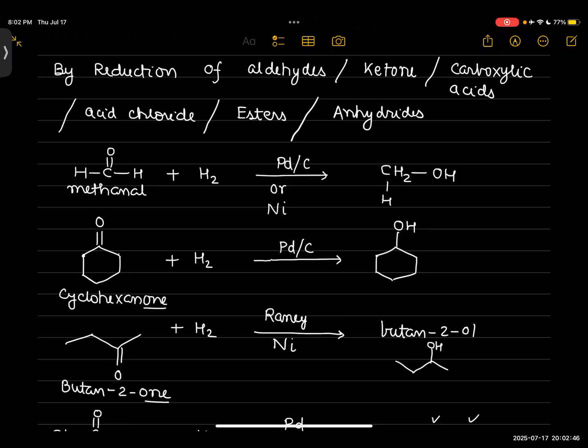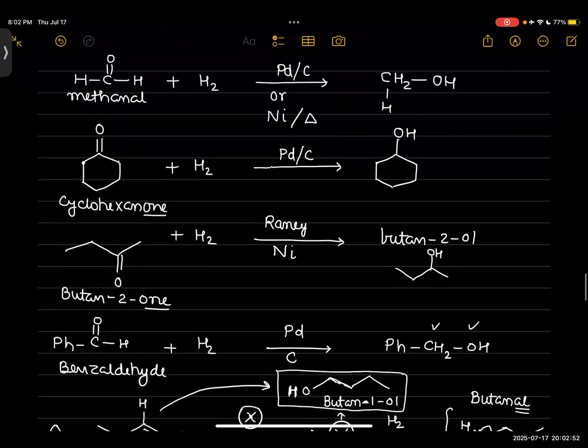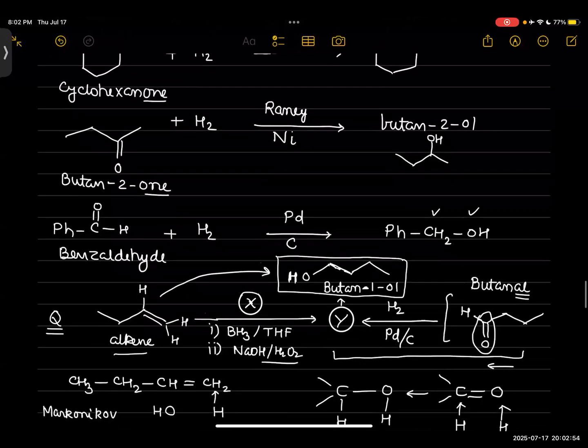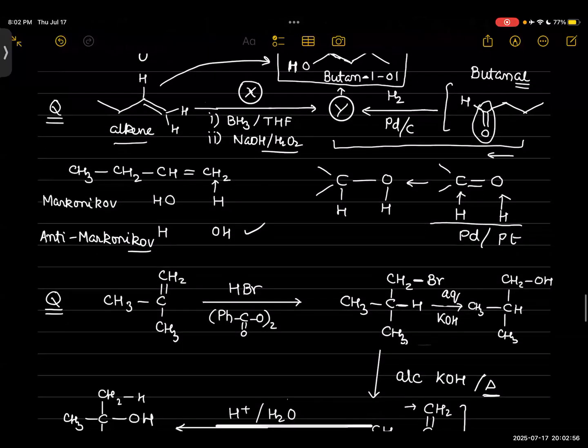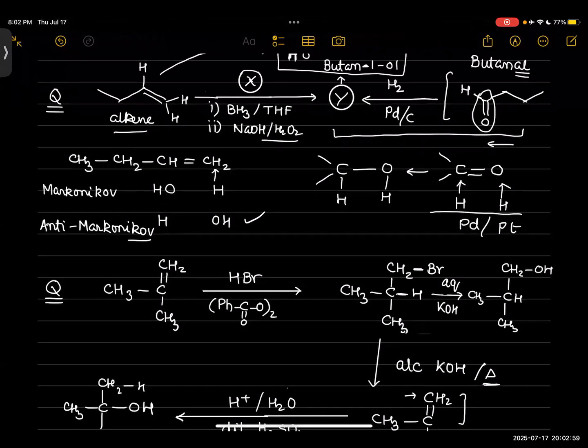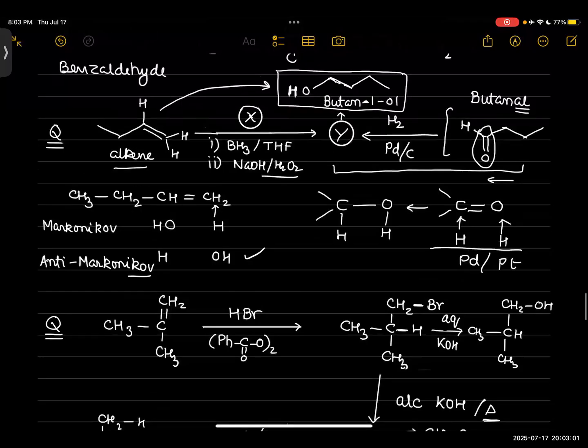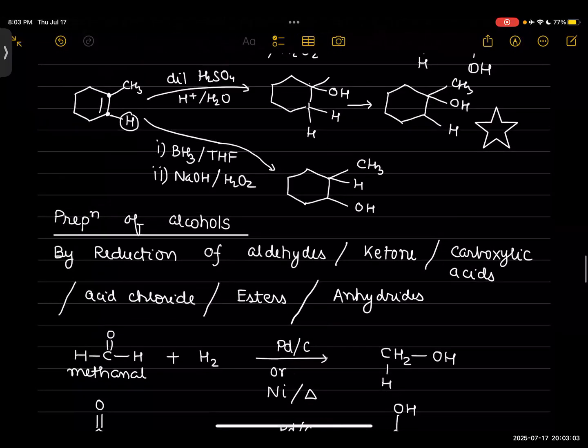Some catalysts: nickel, palladium, platinum. Direct hydrogen, or you can take NaBH4 or LiAlH4. Got it? That's what we had seen.